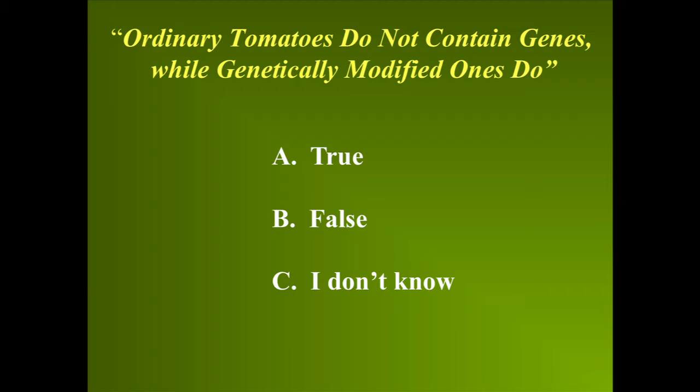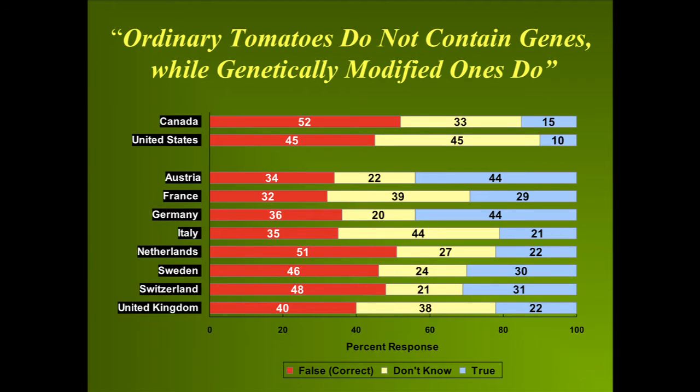You could ask your friends this question. Ordinary tomatoes do not contain genes while genetically modified ones do. True, false, I don't know. This was a poll taken a while ago internationally, and here are the results. In the United States, 45% said that that was false. Another 45% said they didn't know, and 10% said that that was true. And we compare that then.